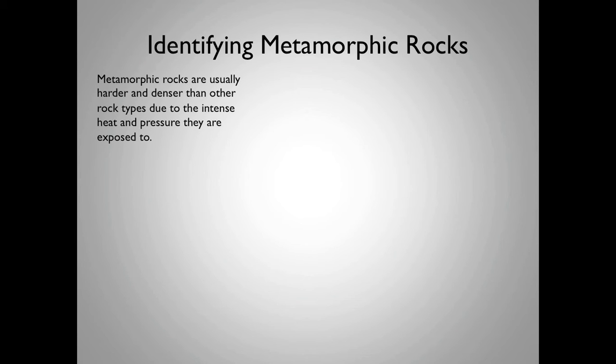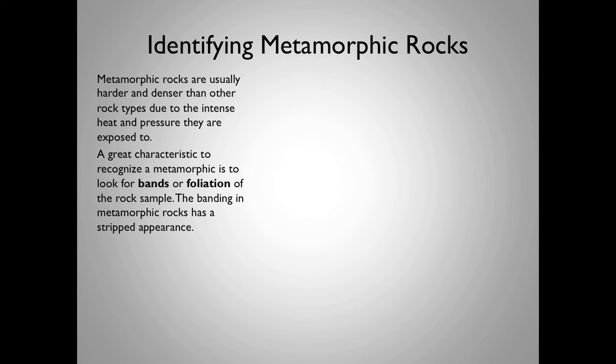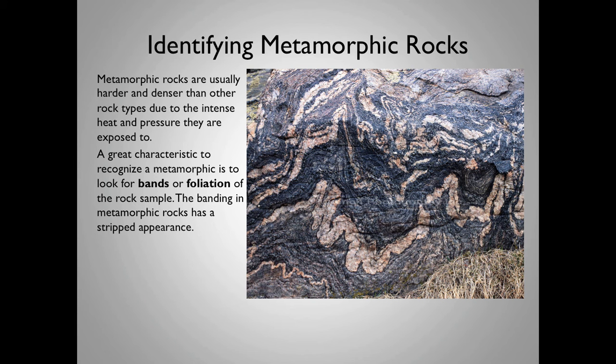So they're usually harder and denser than other types of rocks due to the intense heat and pressure that they're exposed to. So we often use that banding or foliation as a way to identify them. So this is an incredibly extreme version of that banding, the striping and the bent. That's called distortion, and when the rocks are distorted like that, it's a sure sign that they're a metamorphic rock. So it's often used as a way to identify them. It gives them a striped appearance.